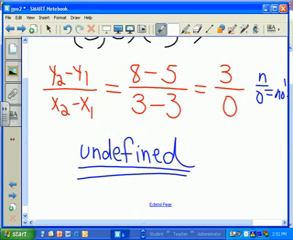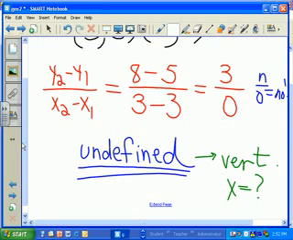And when you get this answer that the slope is undefined, meaning zero is on the denominator of a fraction, what kind of a line is that? Hopefully you know that that is a vertical line, and its equation is x equals a number.